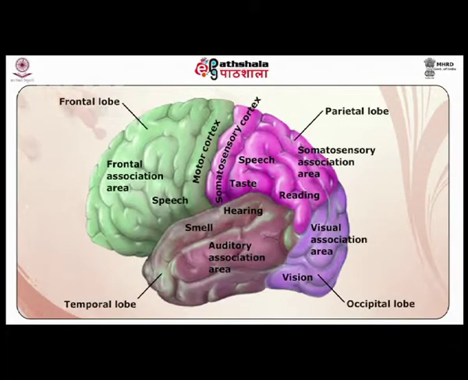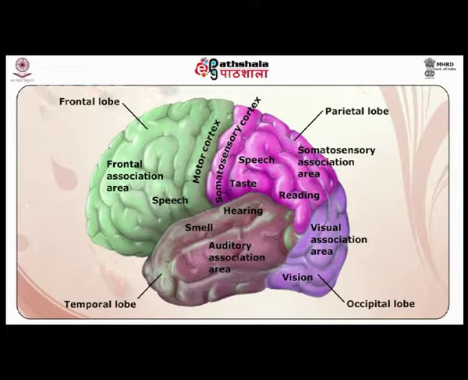Different regions of the cerebral cortex perform different functions. The primary visual cortex receives visual information. Located primarily on the upper and lower banks of calcarine fissure in the occipital lobe of the brain. The primary auditory cortex receives auditory information. Located primarily on the upper surface of the deep fissure, the lateral fissure in the temporal lobe of the brain.